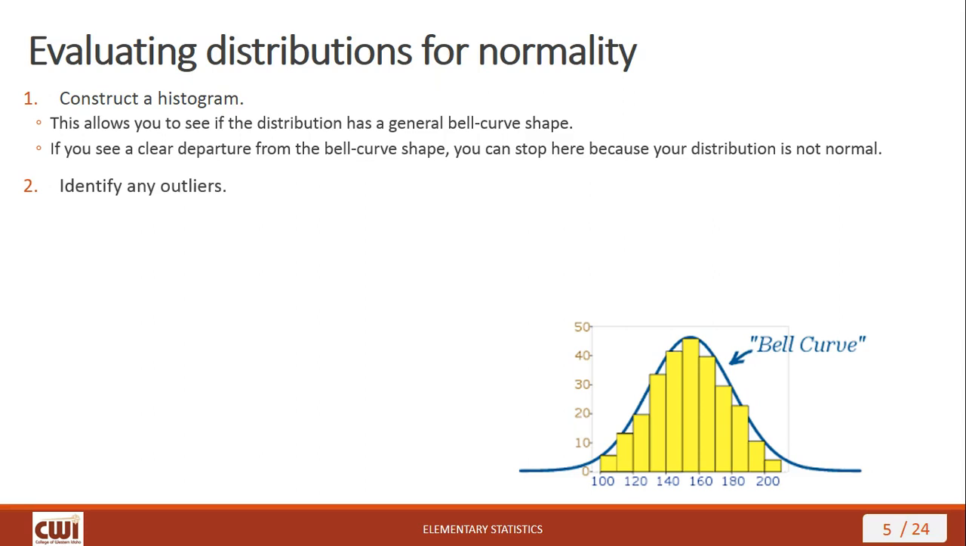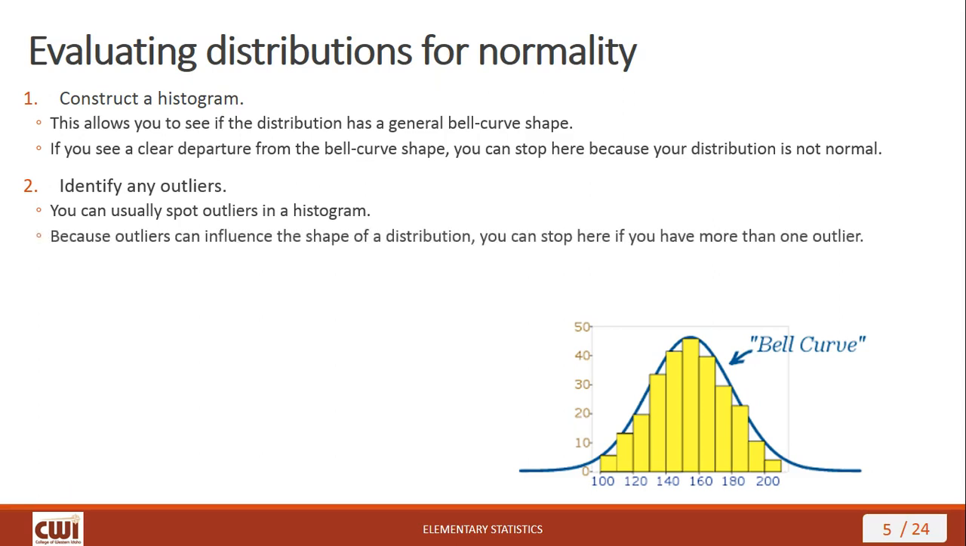Second step is to identify any outliers. Histograms usually make spotting outliers pretty simple, depending upon what your bin length is, but generally speaking, the default settings work very well, and making the histogram allows us to identify any outliers. We know from Chapter 2 that outliers can greatly influence the shape of our distribution. So if we have more than one outlier, as shown by our histogram, we can just stop right here and say, look, there's no point in actually going any further. We do not have a normal distribution.